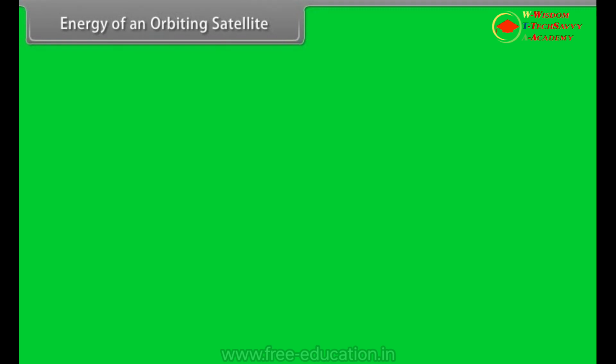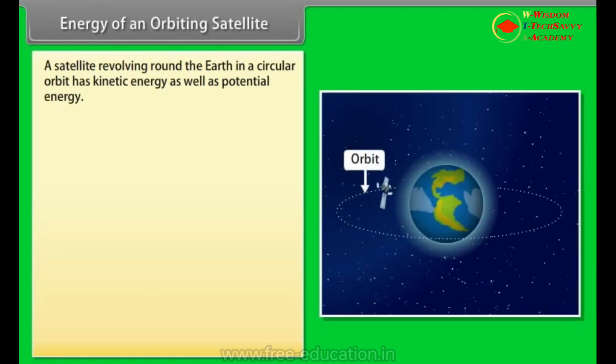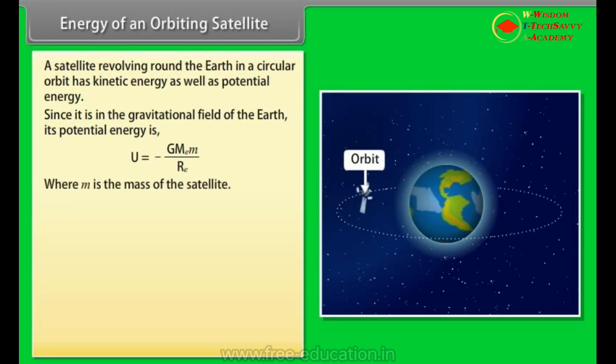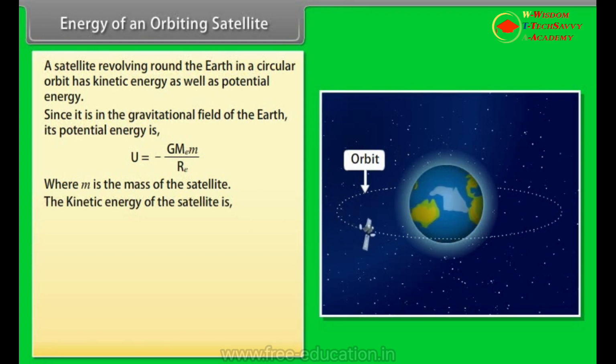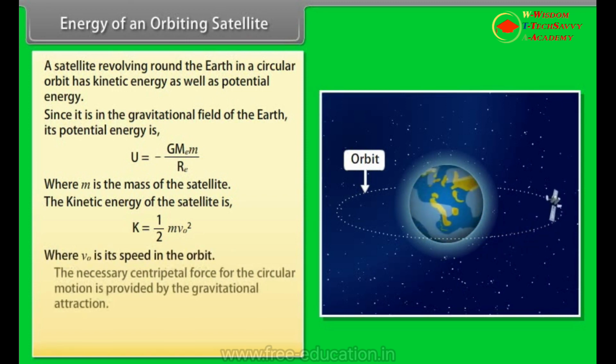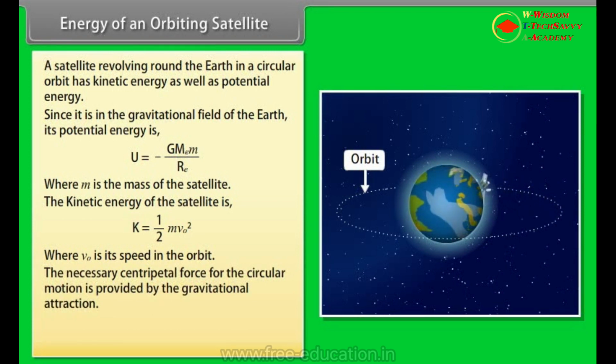Energy of an orbiting satellite. A satellite revolving round the Earth in a circular orbit has kinetic energy as well as potential energy. Since it is in the gravitational field of the Earth, its potential energy is U equals minus GM_E m divided by R_E, where m is the mass of the satellite. The kinetic energy of the satellite is K equals half m v naught squared, where v naught is its speed in the orbit. The necessary centripetal force for the circular motion is provided by the gravitational attraction.